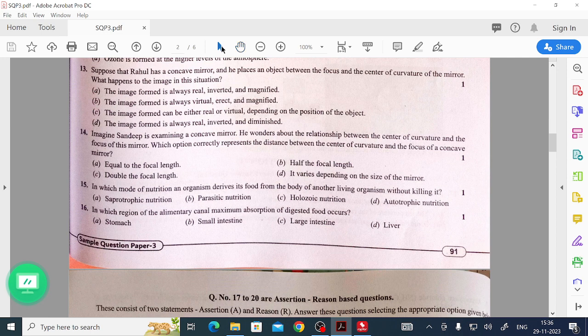Suppose that Rahul uses a concave mirror and places the object between focus and center of curvature. Concave mirror, we all know that the reflecting surface is going to curve inwards. Plot all the terms: pole, focus, center of curvature. The object is located between focus and center of curvature. If it is like this, this one is position number 1, 2, 3, 4, 5 or 6? 4.